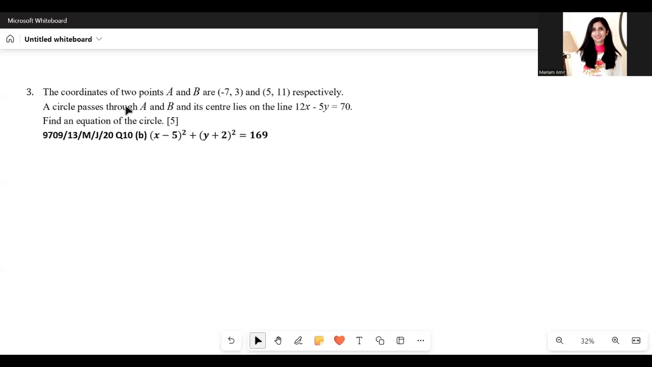Question number 3. Coordinates of 2 points A and B are these. A circle passes through A and B and its center lies on this line. Find the equation of the circle. It always helps to draw the figure.